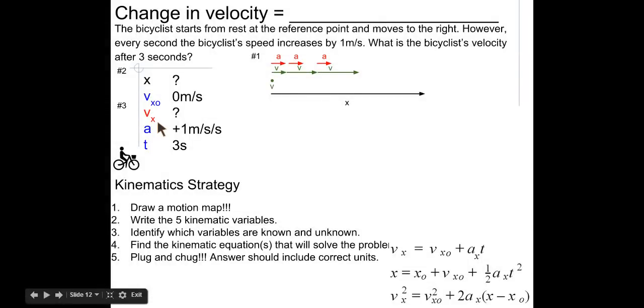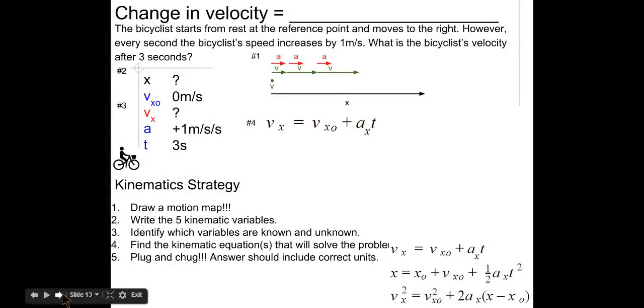And v sub x is what the problem is asking us to look for. So we need an equation that has all four of those variables, the three we know and the one that we're looking for. So that's step 4. We've got to find the equation that has those four variables. So we have to look at our kinematics equations and ask ourselves which one has those four variables. And it turns out that it's this first equation right here. That says final velocity is equal to initial velocity plus acceleration times time.